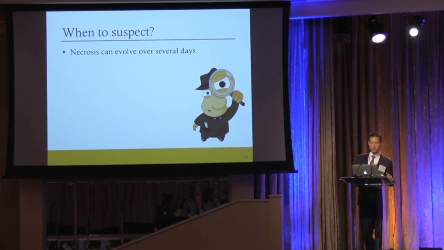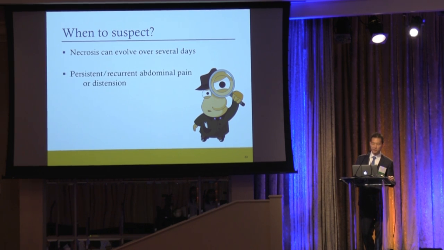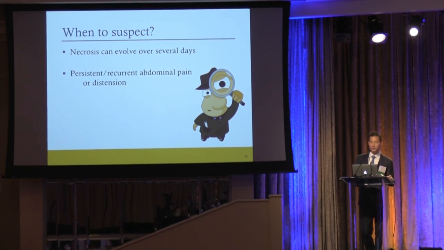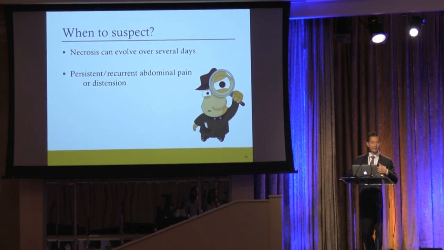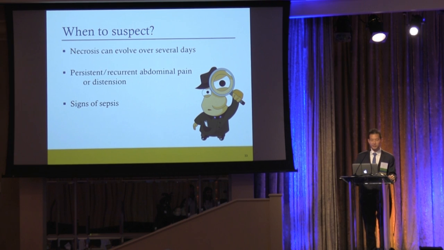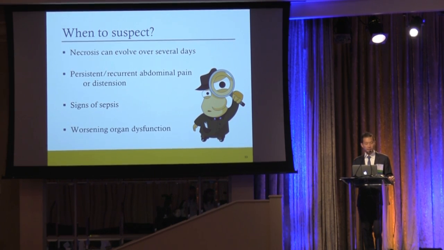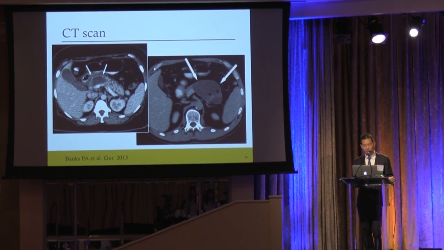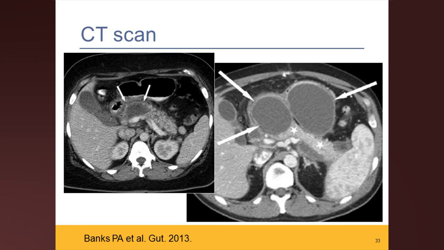And so this is when to suspect necrosis. It typically evolves over the first several days of the hospitalization. It can lead to persistent or recurrent abdominal pain or distension. So rather than improving, they're actually getting worse or the pain is not dissipating. They develop signs of sepsis, or they start to develop worsening organ dysfunction. Here are a couple of examples of acute necrotic collections. The one on the left, you see this heterogeneous collection within the pancreas. And on the right, this is actually walled off necrosis, where you see a nicely encapsulated collection. It looks heterogeneous. There's even a small cystic cavity in there with the black little arrowheads.